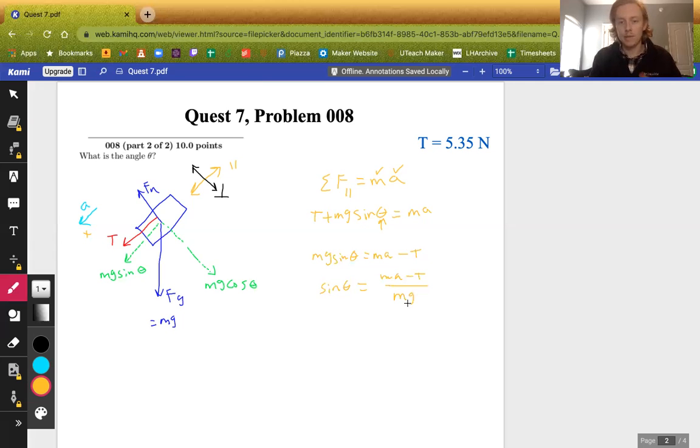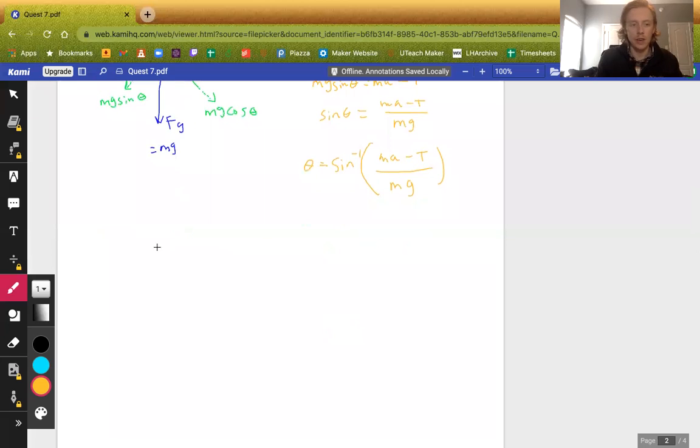Now we're almost there. We're almost at theta. Now all we got to do, since we have sine of theta, we just need to use our inverse trig functions. So we get that the angle theta equals the inverse sine of this big old nasty fraction: ma minus T, the mass of the object times its acceleration, minus the tension in the string, over the mass of the object times the acceleration due to gravity. And that is our angle theta. And thankfully, because we calculated the tension in the first one and got that it was 5.35 newtons, we know everything here and we can solve for our angle theta.